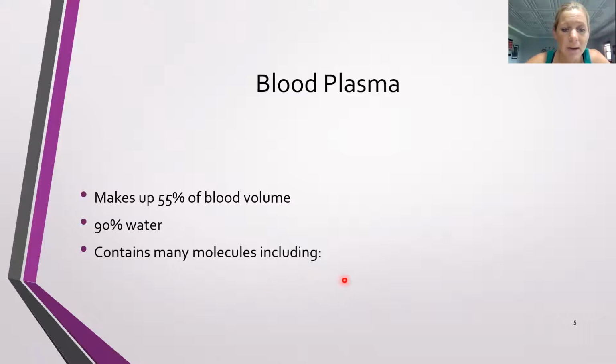Okay, so I'm going to just repeat everything that's in the plasma again. So if you need to pause this now, that might be a good thing to do. It includes ions such as sodium and chloride, nutrients such as sugars, amino acids, and lipids, waste products such as urea, ammonia, and CO2 or carbon dioxide, oxygen, hormones, and vitamins, and proteins such as albumin, globulin, and fibrinogen. And these are going to assist in transportation within the blood and also will assist when we need to do blood clotting.